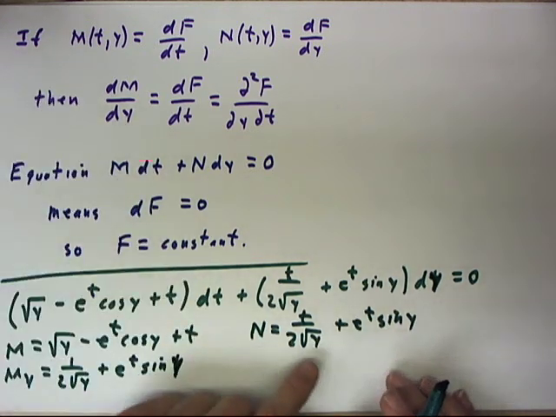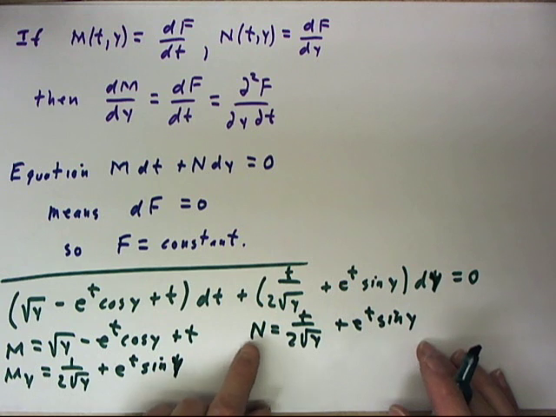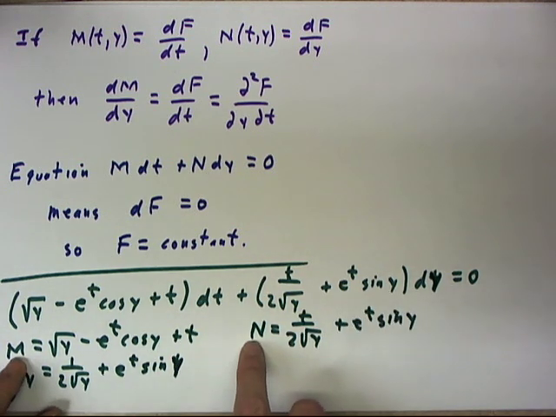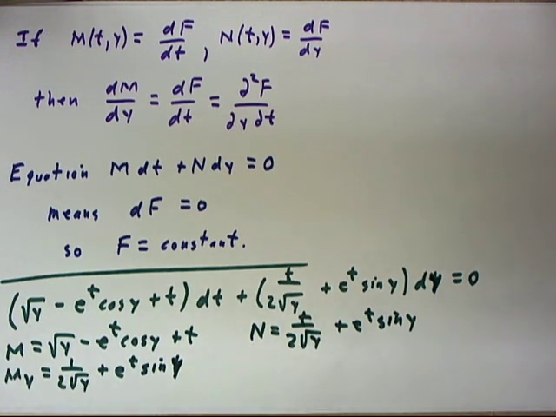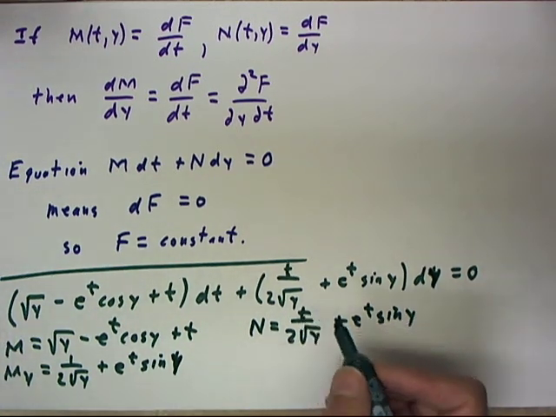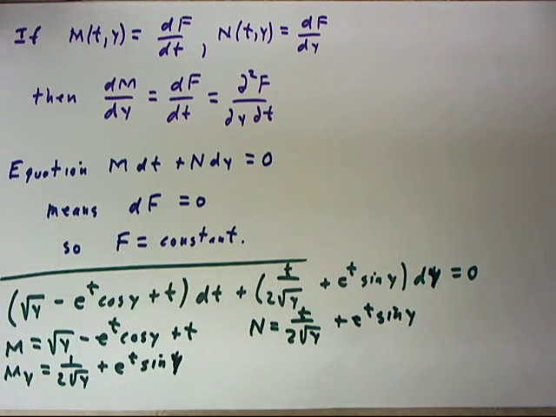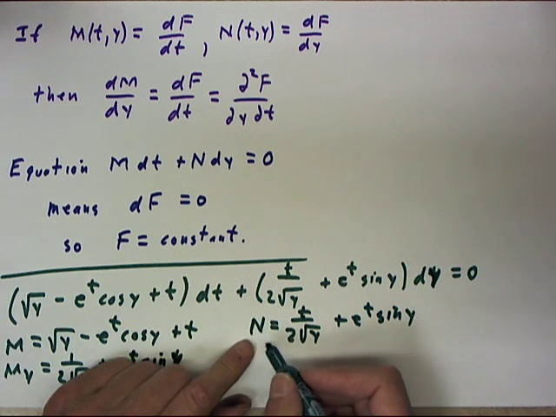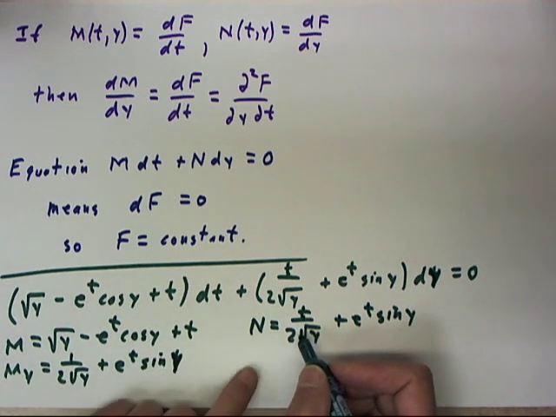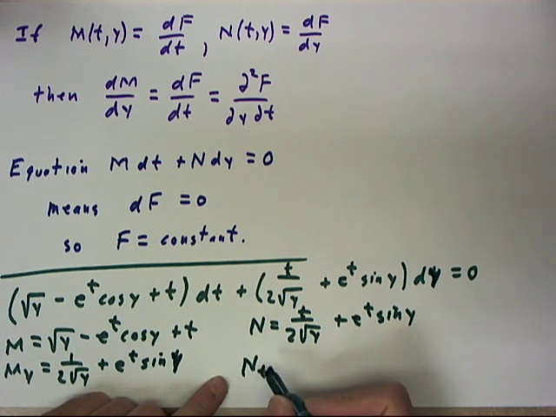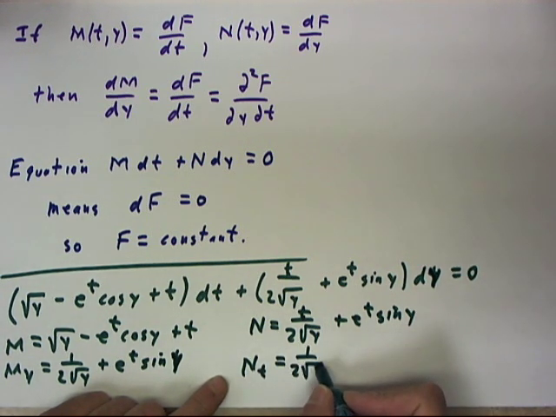If you go back to where this all comes from, we see that the n function is whatever goes in front of dy. And remember, I'm very possibly reversing the roles of m and n in this equation. The principle is the same, and if you understand the principle, that won't make any difference. So the t derivative of n is what? Well, t over 2 square root of y has derivative just 1 over 2 square root of y.